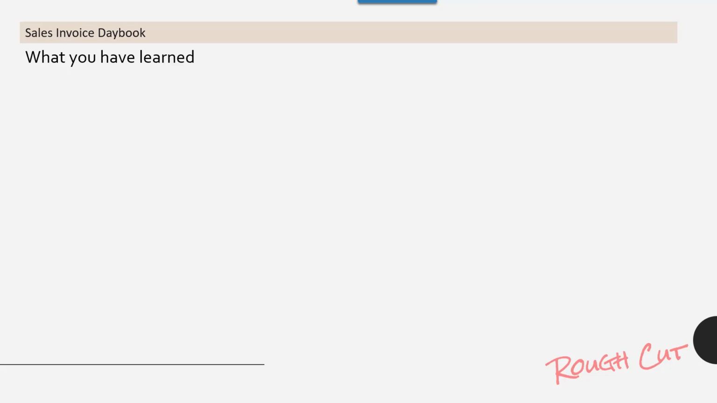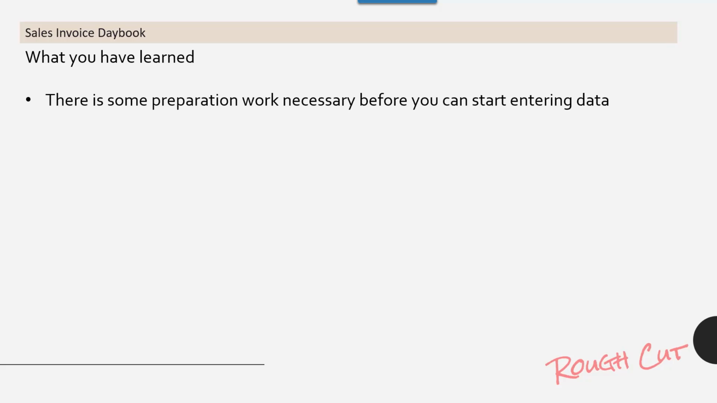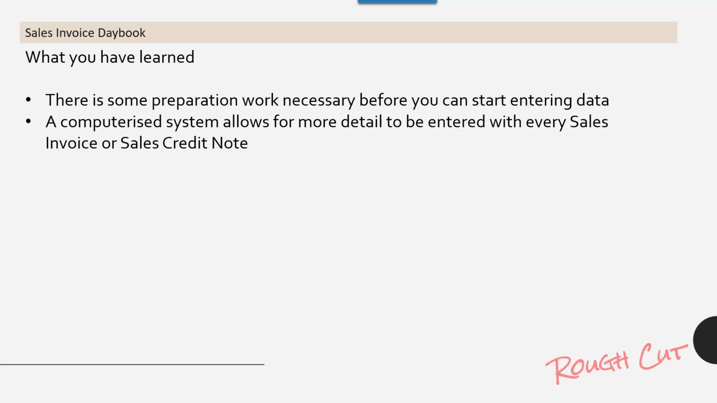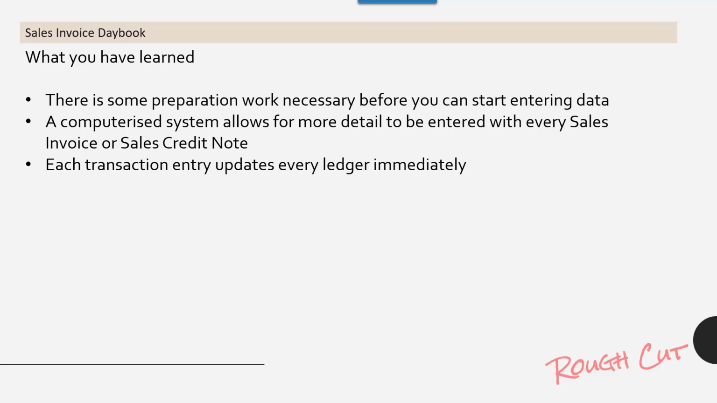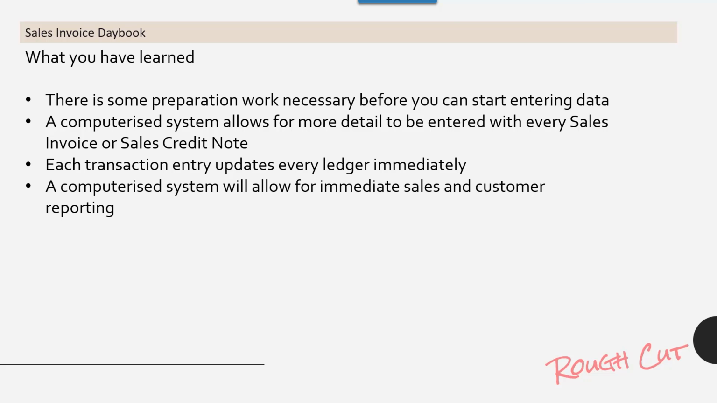So let's do a quick summary of what you've learned. There is some preparation work necessary before you can start entering data. A computerized system allows for more detail to be entered with every sales invoice or sales credit note. Each transaction entry updates every ledger immediately. A computerized system will allow for immediate sales and customer reporting.